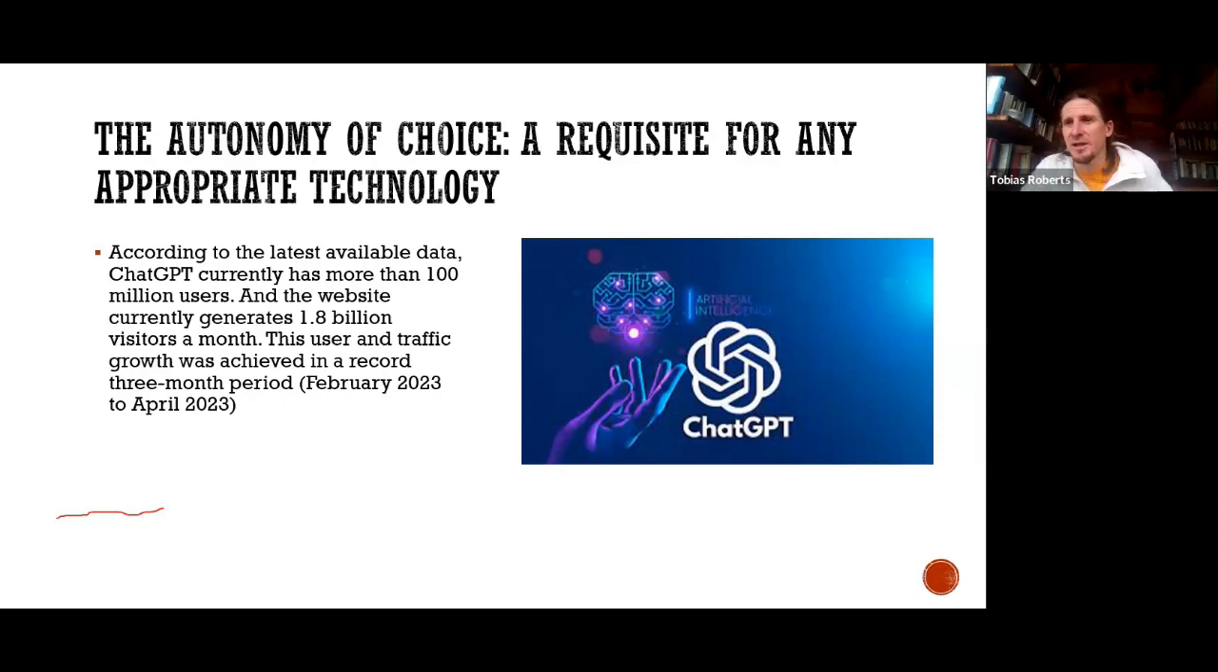I just checked this morning. That's up to almost 300 million users. The website currently generates 1.8 billion visitors a month. This user and traffic growth was achieved in a record 3-month period. So from February this year when it came out until April, hundreds of millions of people automatically downloaded this and started using that. I don't know if, within a month after something is adopted, having such wide scale adoption of this really doesn't allow us to stop and reflect as a community, as individuals, about some of the benefits and drawbacks.